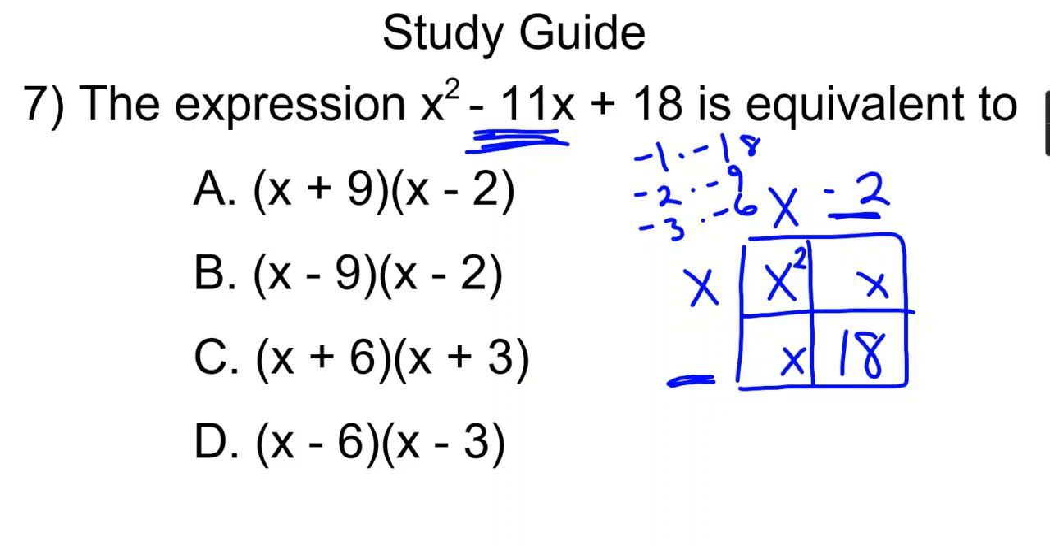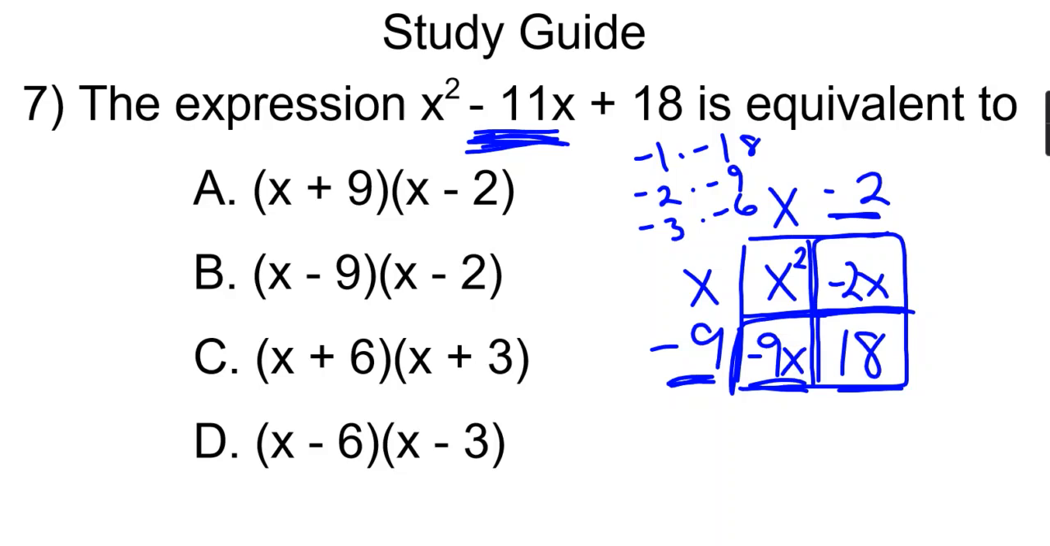We put negative 2 here, negative 9 here. Notice negative 2 times negative 9 gets us our positive 18, which we needed. Negative 2 times x gives us negative 2x right there. Negative 9 times x, negative 9x right here. If we think of combining negative 2 and negative 9, yes, it adds up to negative 11 like we needed. So our factors are these outside numbers.